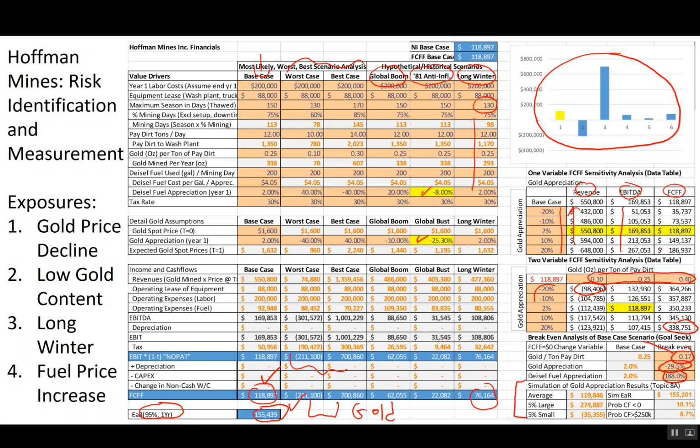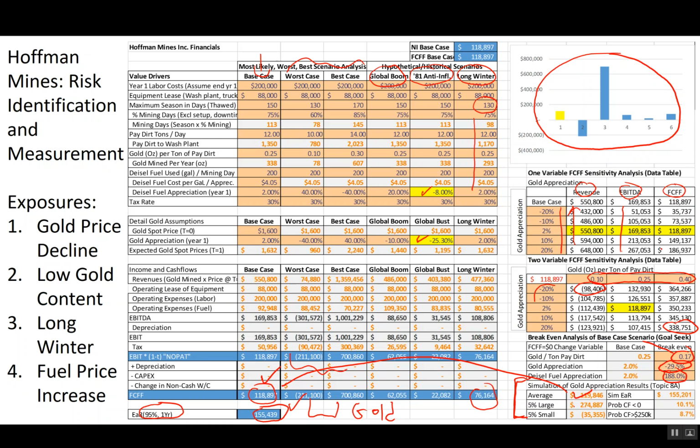And then on topic 8A, we also did a Monte Carlo simulation. Again, these results here are assuming that gold returns are normally distributed. We then used a Monte Carlo simulation. We made gold appreciations a random variable, generated 10,000 possible scenarios next year with gold prices, and we found the average of 119, which makes sense. You should get back to the base case, especially since normal distributions have a symmetric pattern.